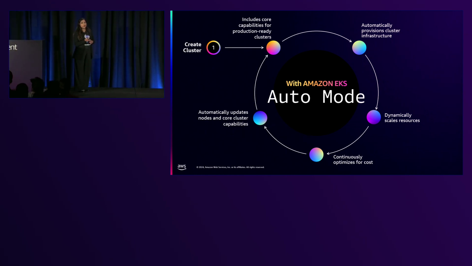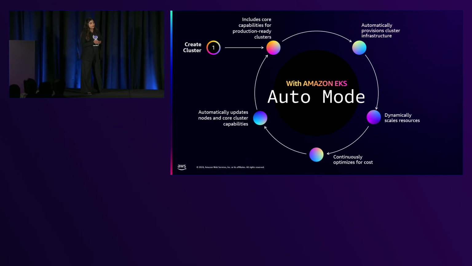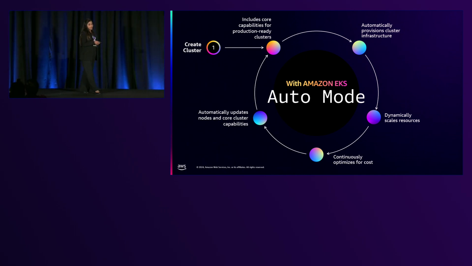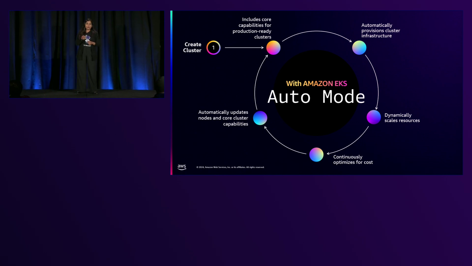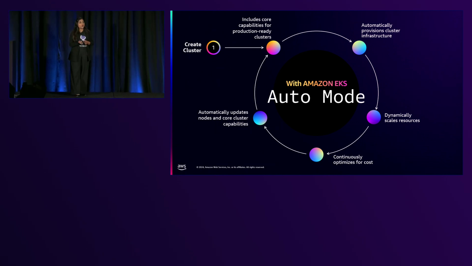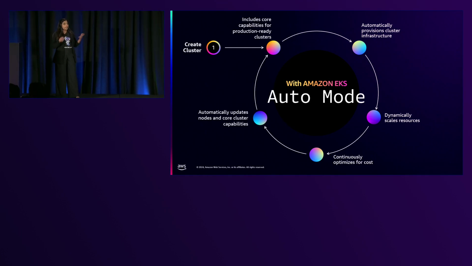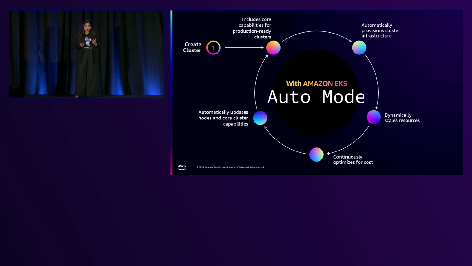And next, when you deploy your applications, it automatically provisions cluster infrastructure. And how does it do that? Amazon EKS Auto Mode is built on the principles of Karpenter. So it keeps watching for the applications, and when you deploy your applications, it launches the nodes looking at the requirements that are specified within the application manifest. It dynamically scales resources as the application scale changes, and it continuously optimizes for cost.